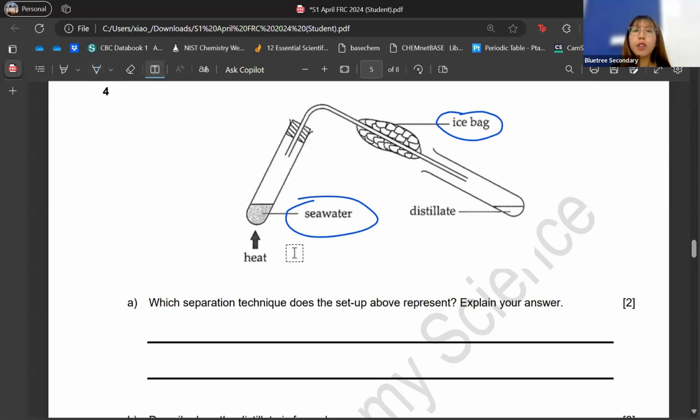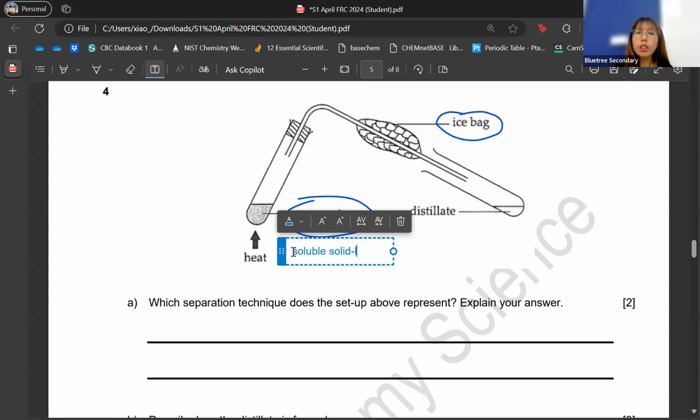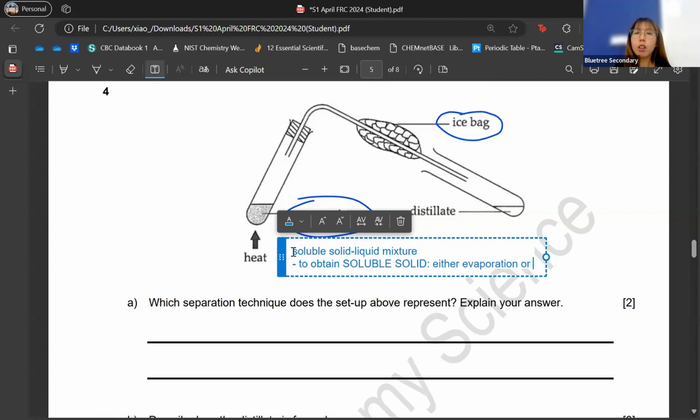So earlier on, we have already covered that seawater is a soluble solid liquid mixture. Depending on what you want to obtain, this is a part that I wanted to cover earlier on, but now is a good opportunity for me to mention. If you want to obtain the soluble solid, you perform evaporation to dryness.